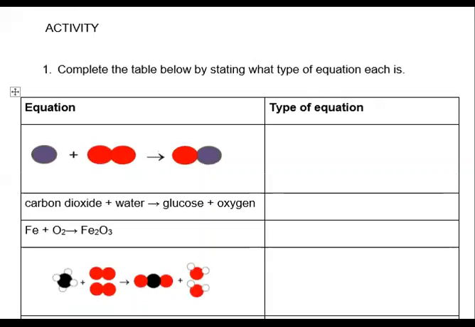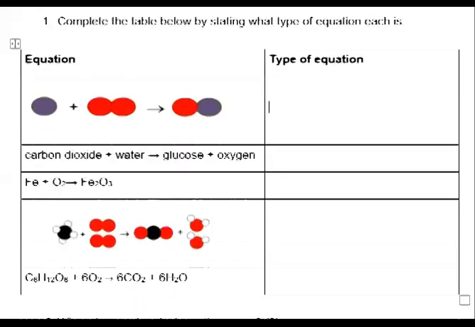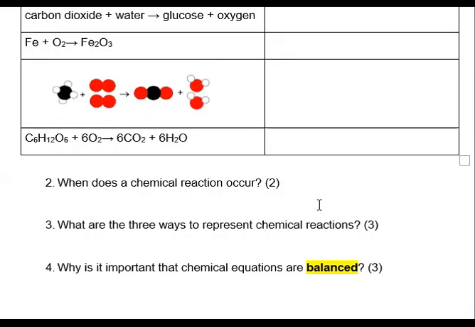It says complete the table below by stating what type of equation each one is. So this one's a picture equation, then you guys will tell me the rest, right? Just add it in the right-hand column. Number 2 says, when does a chemical reaction occur? Just give me the definition of chemical reaction. When something and something bond to create something, right? What are the 3 ways to represent chemical reactions, and why is it important that chemical equations or reactions are balanced, right? Tell me about how energy can't be lost or gained, that kind of stuff. It's all within your notes.